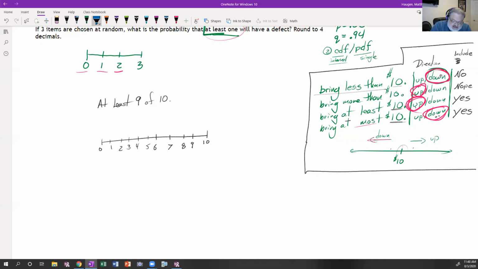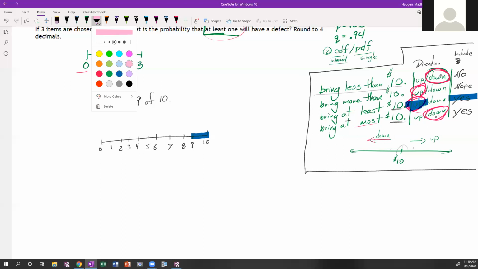So at least 9 of the 10, at least 9, that means we want, at least is we're going upward, right? And we include that endpoint. So at least 9 means 9 and 10, right? 9 and up. Yes. Now we know our tool doesn't do and up, right? Our tool does and down. So we're going to have to get 9 and 10, what are we going to have to take away?